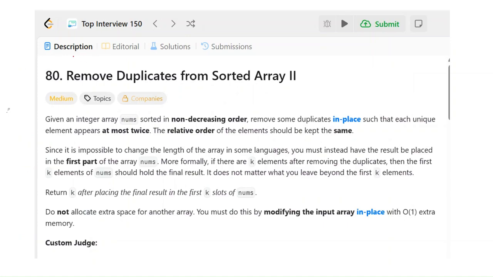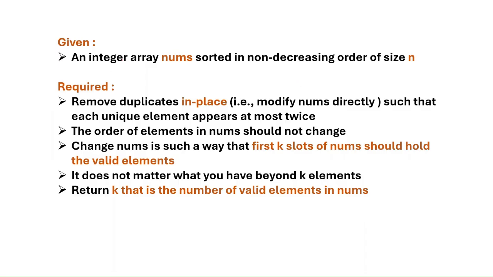Today we are going to solve Leetcode problem 80, remove duplicates from sorted array 2. Let's try to understand what is given in the question. You are given an integer array nums sorted in non-decreasing order and size of array is n.